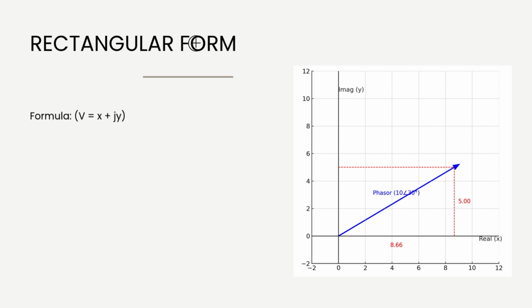So, first of all, we have the rectangular form. The rectangular form expresses a phasor using its real and imaginary components. As you can see, we have the formula which is V equals x plus jy.